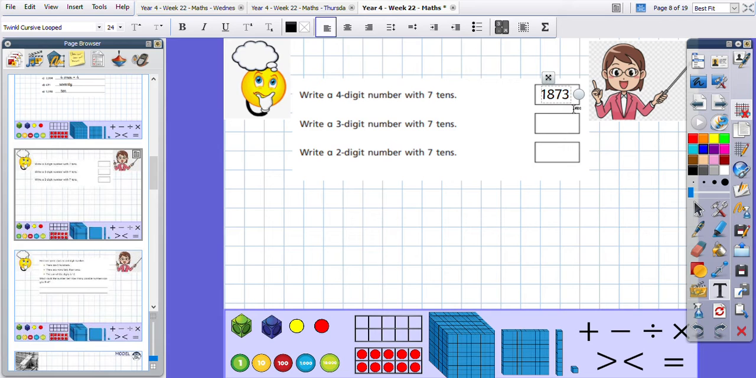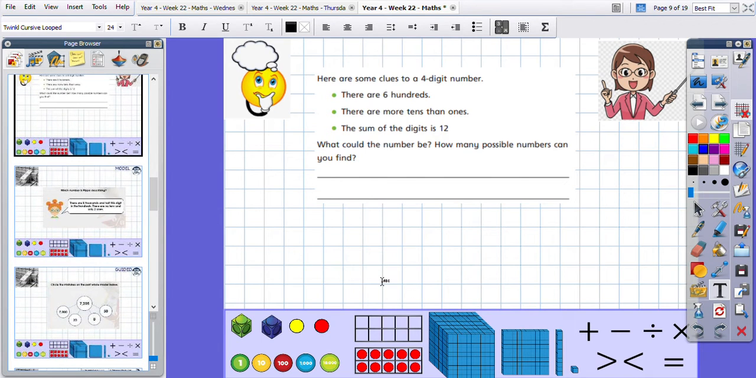okay, so I've got 3 1s, 7 10s, 800s, and 1,000. And all it says I need a 4-digit number, 1, 2, 3, 4, which I've got, and I've got 7 10s. Yeah, that's correct, because 7 is in my 10s column. So now have a look at the next two, see if you can do these independently. Okay then, so hopefully you have a 3-digit number with your 7 in the 10s column, and you have a 2-digit number with your 7 still in the tens column. So well done.